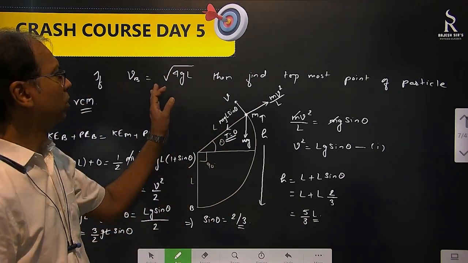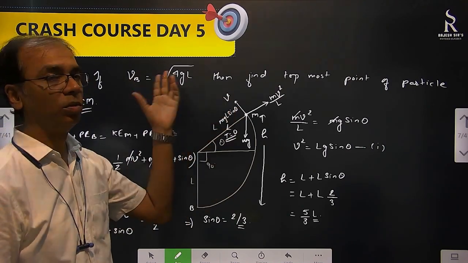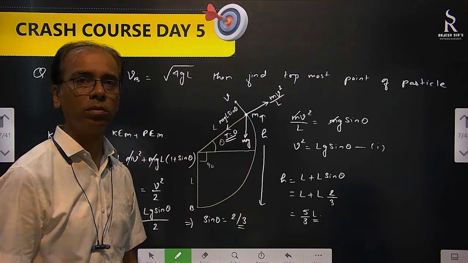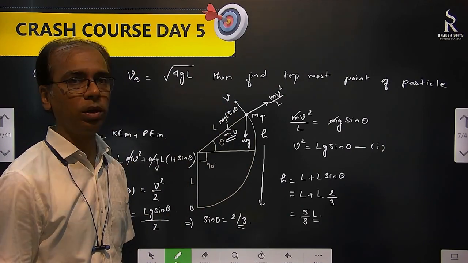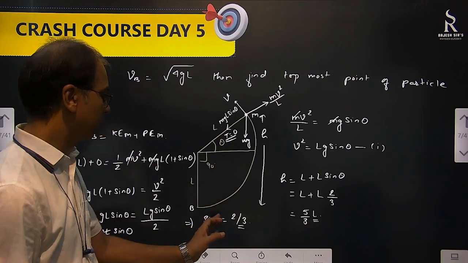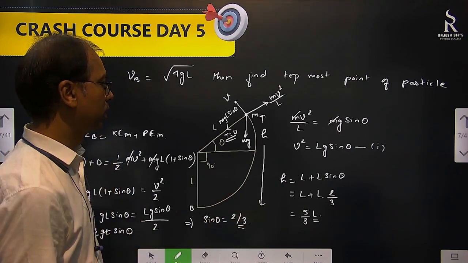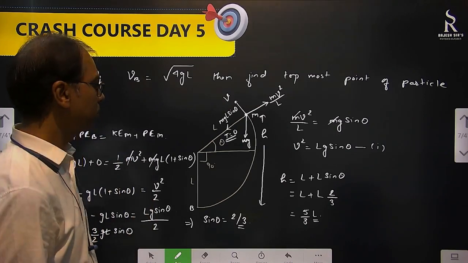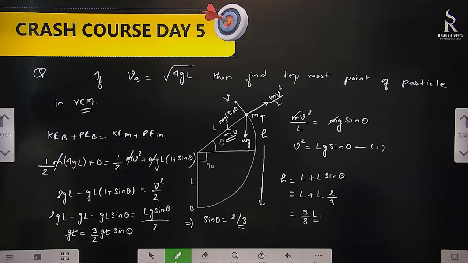Most common question: root 4gl is the velocity at the bottom, then how much height can it go in vertical circular motion? If root 3gl is the velocity, then how much will it go? The root 3gl case I am not doing; its answer will come with sine theta as 1 by 3. You calculate it. So here height will be 5 by 3 L. So that's all. This is vertical circular motion.